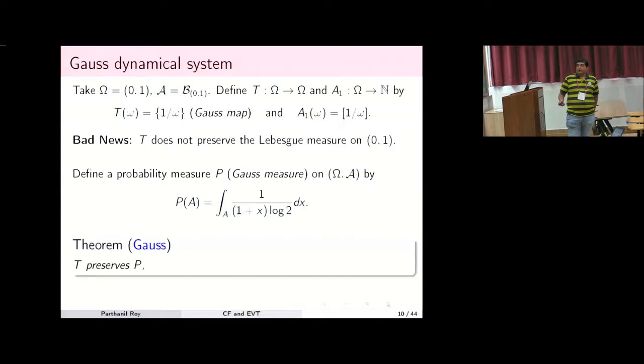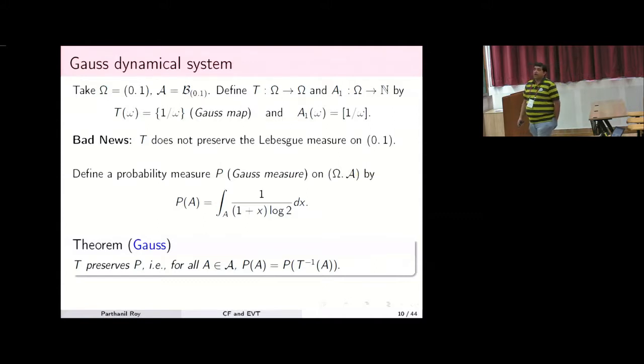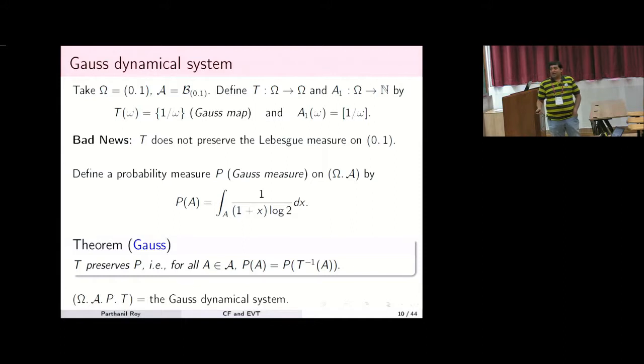Okay. Gauss proved that T preserves P in the sense that for all A, which is a measurable subset of 0, 1, P of A is P of T inverse A. This is a theorem of Gauss, actually. And unfortunately, I don't know the exact date, just before you ask. I tried. The thing is that even whether he ever wrote a proof is a question. He just thought of it from somewhere. Okay, so this thing is called a Gauss dynamical system.